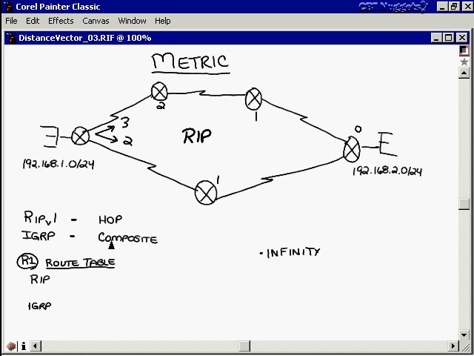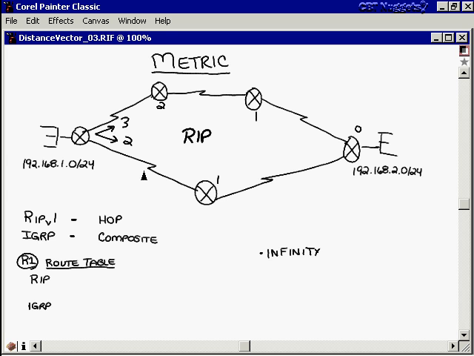With this composite, it looks at the bandwidth available, it looks at the delay across that network, looks at the maximum transmission unit, all these pieces put together, and then it says, I'm going to go over this path. So let's see if we differ the bandwidth on each of these legs, what might happen.